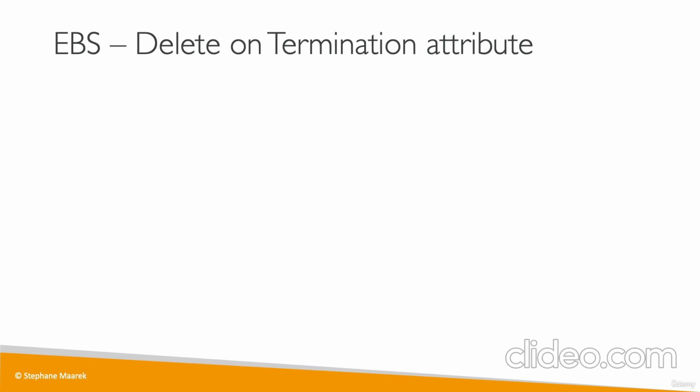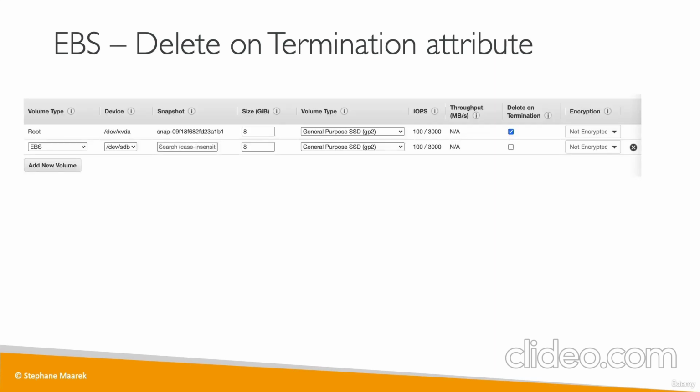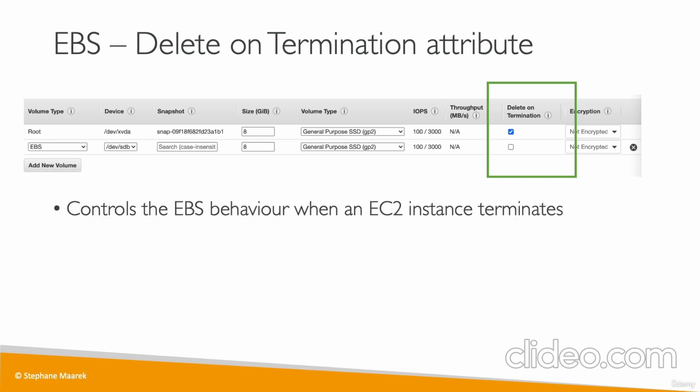Finally, when we go ahead and create EBS volumes through EC2 instances, there is this thing called the delete on termination attribute, and this can come up in the exam. So if we look at this, when we create an EC2 instance in the console, the second to last column is called delete on termination. And by default, it is ticked for the root volume and not ticked for a new EBS volume. So this controls the EBS behavior when an EC2 instance is being terminated.